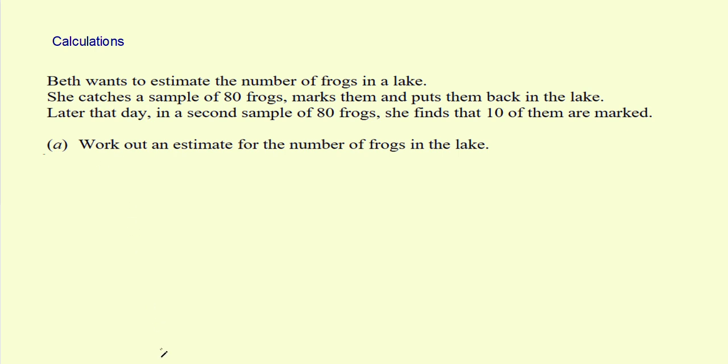So here we go. Here's a typical capture-recapture question. Beth wants to estimate, it's always an estimate because you're never going to know exact numbers, the number of frogs in a lake. She captures a sample of 80 frogs, marks them and puts them back in the lake. So her initial capture is 80 frogs. That's her initial sample. Later that day, in a second sample of 80 frogs, she finds that 10 of them are marked.